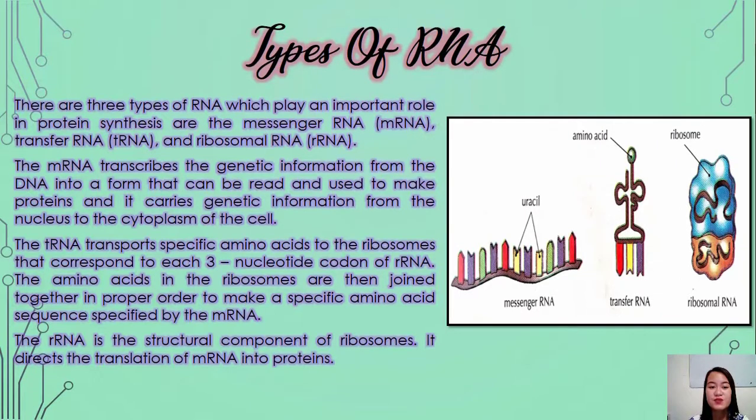Okay, so now let us proceed to the types of RNA. So there are three types of RNA which play an important role in protein synthesis. These are the messenger RNA or the mRNA, transfer RNA or tRNA, and the ribosomal RNA or rRNA. So the mRNA transcribes the genetic information from the DNA into a form that can be read and used to make proteins, and it carries genetic information from the nucleus to the cytoplasm of the cell.